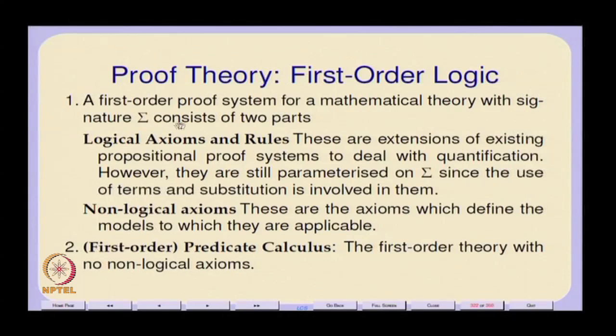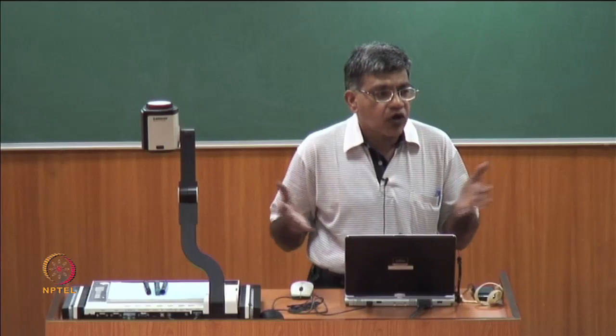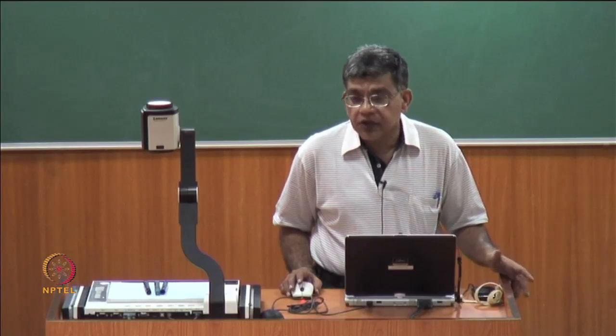As a matter of terminology, the proof theory for any sigma first order logic essentially consists of some logical axioms and rules and some non-logical axioms. So of course it's possible to separate them out. The first order theory with no non-logical axioms is called predicate calculus, first order predicate calculus, and it's a good idea to look at the properties of first order predicate calculus before we go on to any other first order theory, because all of the first order theories essentially depend on the signature and the axioms through the non-logical axioms. Whereas this one just looks at logical validity itself for all possible kinds of different signatures. And so we'll actually look at first order predicate calculus before we go on to any other first order theory.